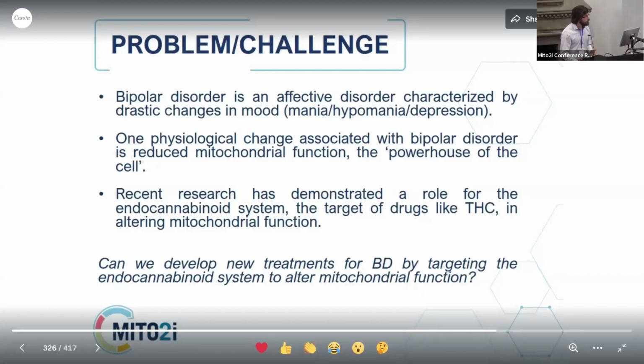However, interestingly as well, recent research has demonstrated a role for the endocannabinoid system, the target of drugs such as THC found in cannabis, in altering mitochondrial function, whereby THC activating through the CB1 receptor is able to reduce mitochondrial respiration as well as destabilize complex 1 of the electron transport chain. So we're wondering, can we develop new treatments for bipolar disorder by targeting the endocannabinoid system to alter mitochondrial function?